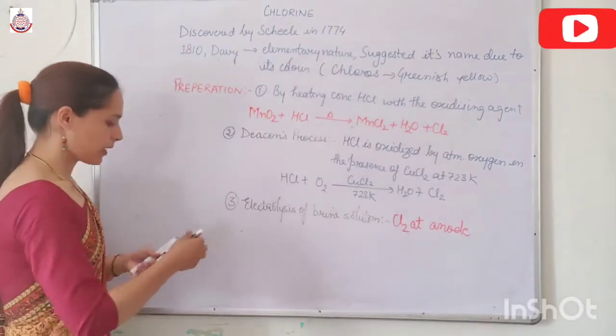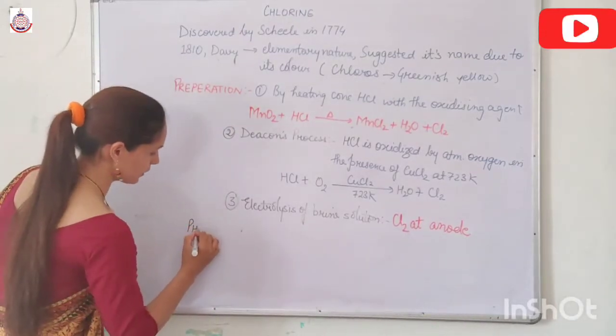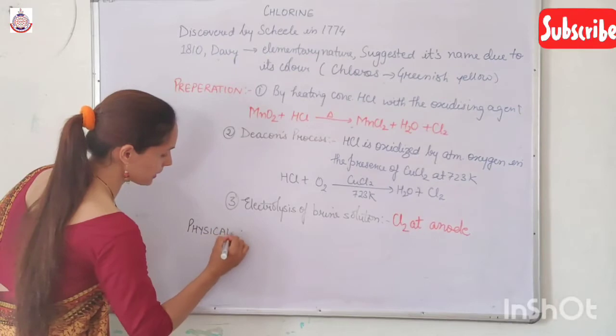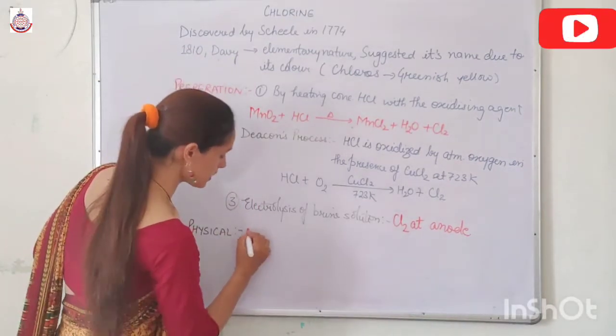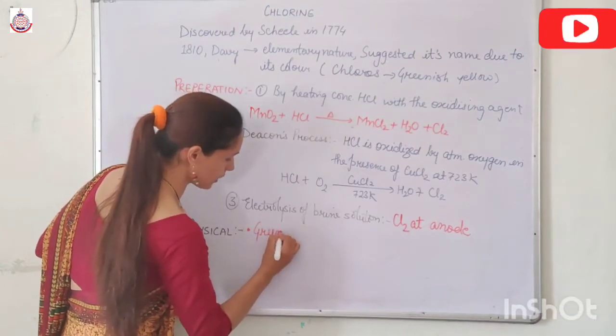Now, if we talk about the physical properties of chlorine, first, it is a greenish yellow gas.